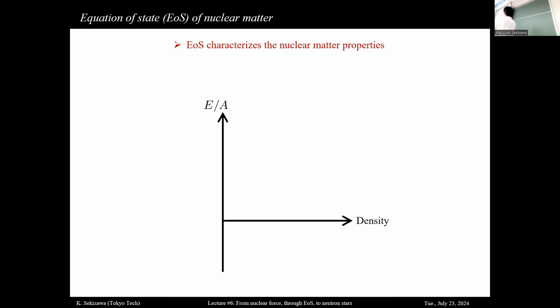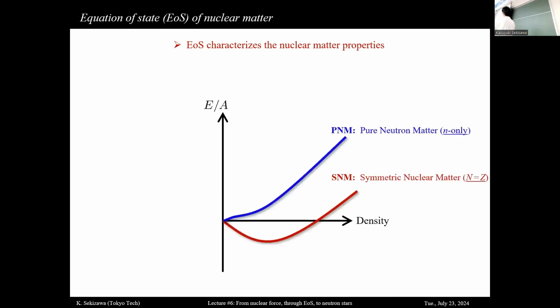So the equation of state is just the relation between energy and the density. So here I plot the energy per particle as a function of baryon density. Then in case of pure neutron matter, which is composed of only neutrons, we have this kind of density dependence. And for symmetric nuclear matter, we have this kind of behavior.